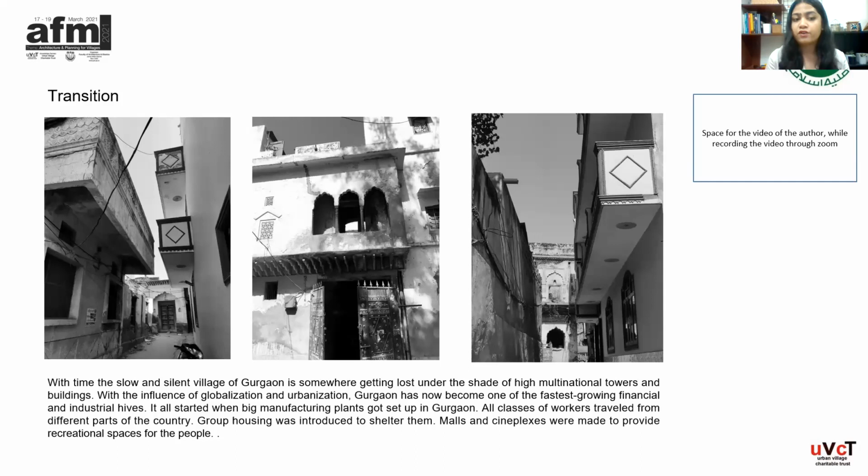Now, Gurgaon saw a transition in the way it was. With time, the slow and silent village of Gurgaon is somewhere getting lost under the shade of high multinational towers and buildings. With the influence of globalization and urbanization, Gurgaon has now become one of the fastest growing financial and industrial hubs. It all started when big manufacturing plants got set up. All classes of workers traveled from different parts of the world. Group housing was introduced to shelter them. Malls and cineplexes were made to provide recreational spaces for the people.